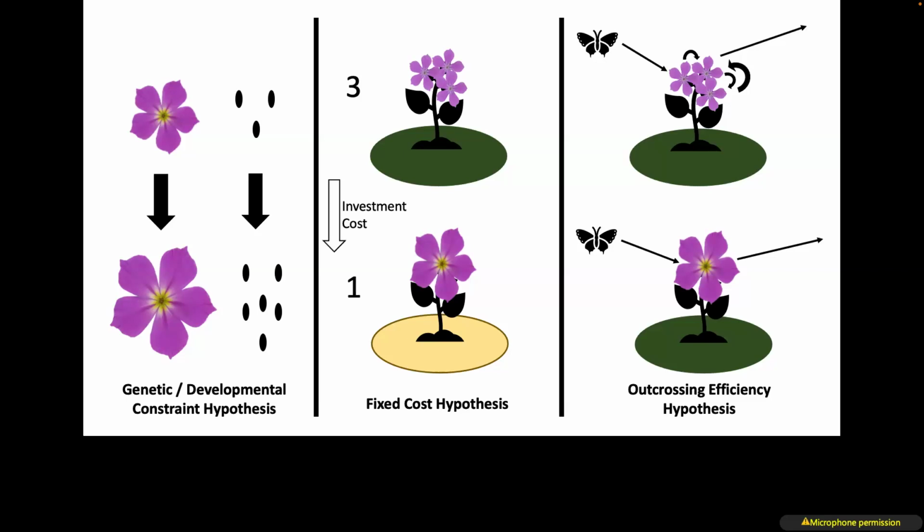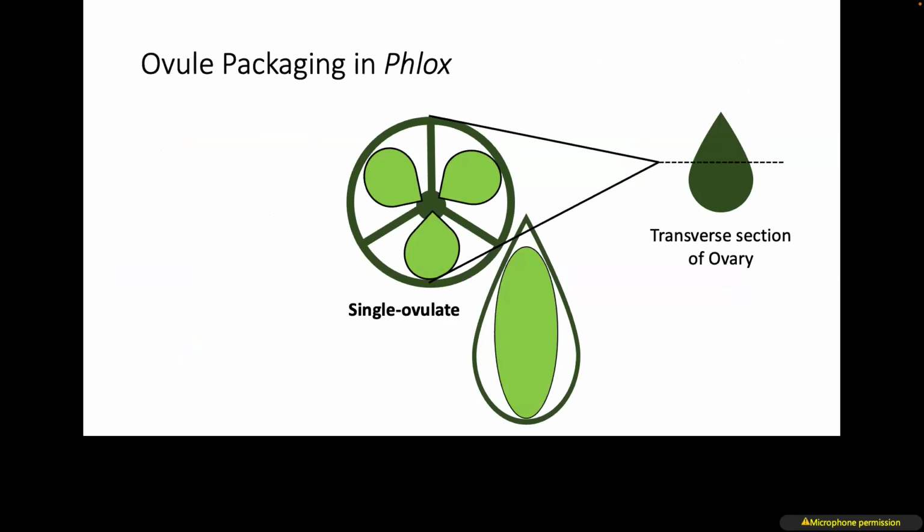So to evaluate these hypotheses, I work in the Phlox system. What's really interesting about this particular genus is the type of ovule packaging variation. Ovules are the precursors to seeds. They become seeds after fertilization with pollen. In about 60 of the 65 species of Phlox, individuals are single ovulate, and that means they produce one single ovule per locule, and that's all they ever do. There's no variation within these species for this morphology.